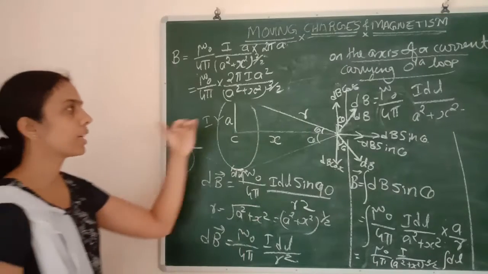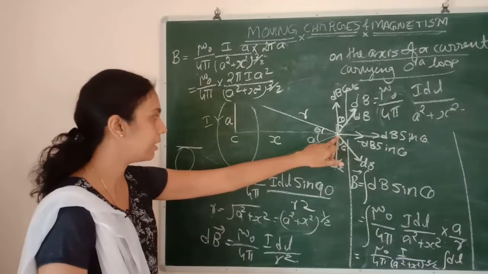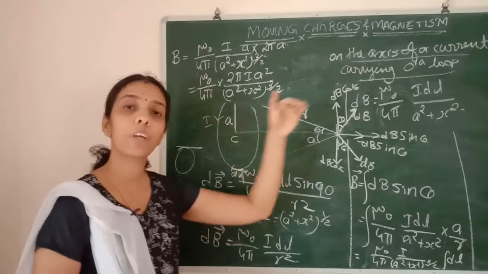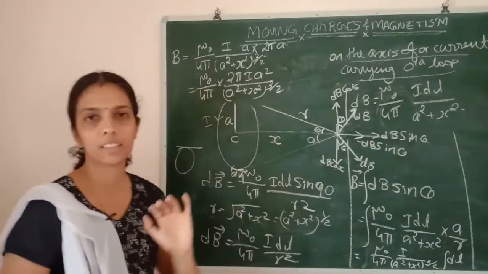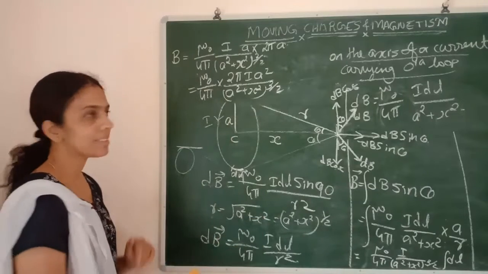Now we are going to consider the special cases. Special cases means if the point P is at the center and if the point P is very much far away from the center, what will be the magnetic field? Okay, so shall we do that?